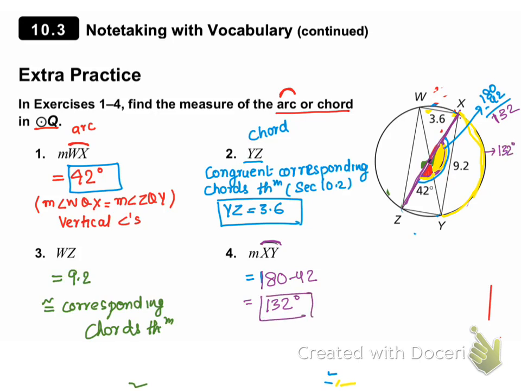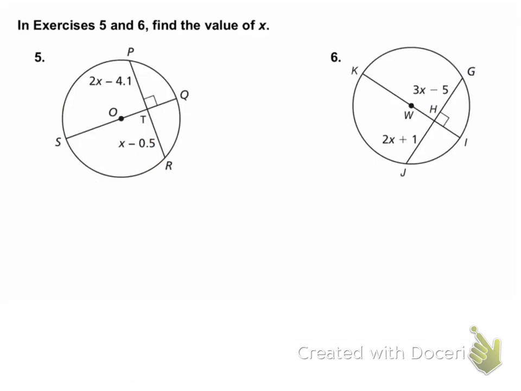That's it. Let's move to the next page. We have a question here that says for question number 5 to 6, we have to find the value of x. It means we have to somehow use some kind of theorem so that we can solve it for x. For both questions, the theorem we are going to use is the perpendicular chord bisector theorem.